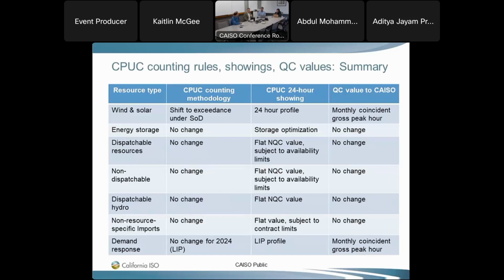Perry, can you rephrase that question? How will the CAISO see the QC of a wind and solar? Is it essentially an exceedance value, or will it be the ELCC like today? The QC value is whatever is provided by the PUC to the ISO. Great. The PUC uses a method to establish that. We just use the number the PUC provides to us.